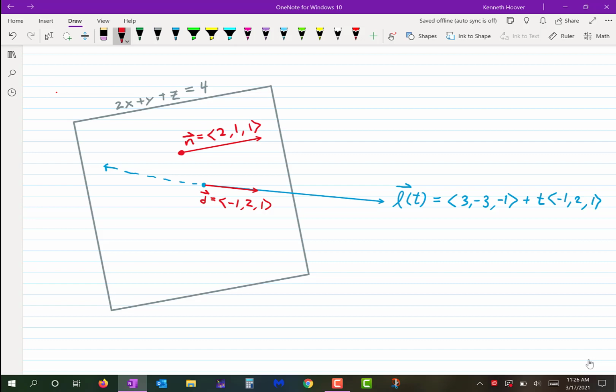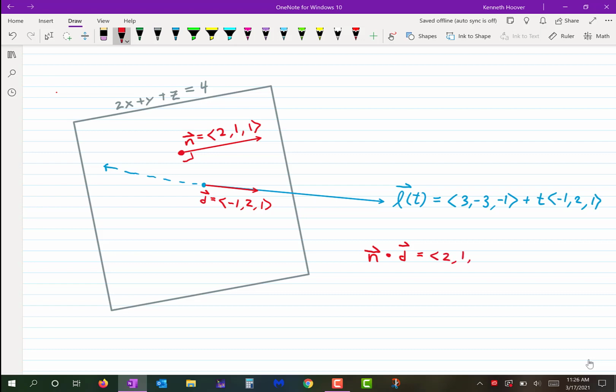Now, if that line does not puncture the plane, then that means that the line would have to be parallel to the plane or on the plane, which means that the line would be orthogonal to the normal vector, because the normal vector is orthogonal to the plane. So let's test the normal vector dot, so that's the normal vector for the plane, dot with the direction vector for the line. Let's see what we get here.